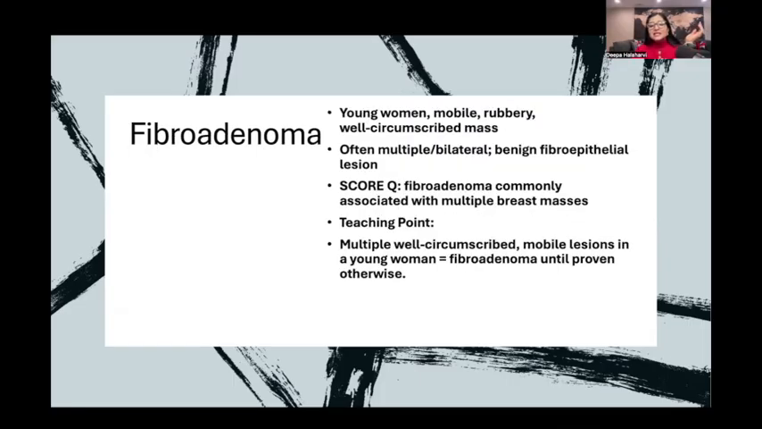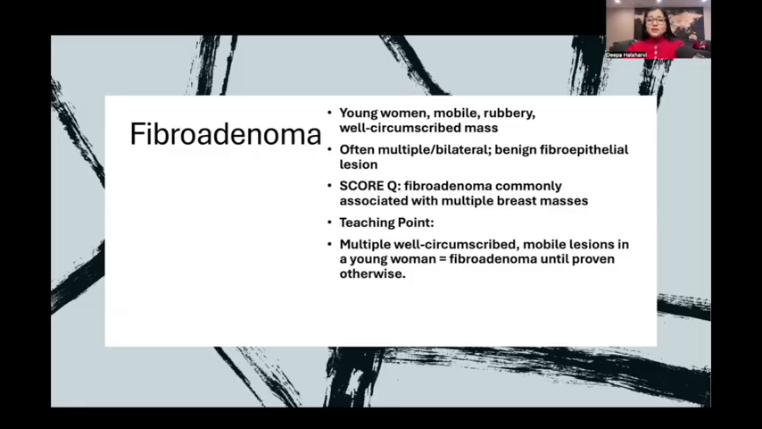Fibroadenoma is most commonly seen in young women. It's a mobile, rubbery, well-circumscribed mass, often multiple and in bilateral breasts. Sometimes the biopsy shows a fibroepithelial lesion. That usually means we don't know if this is a fibroadenoma or a phyllodes tumor, so they really need to go to surgery to remove it.